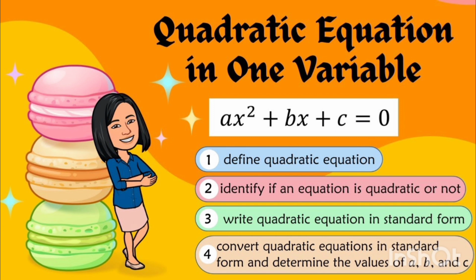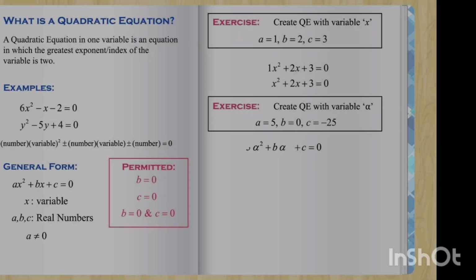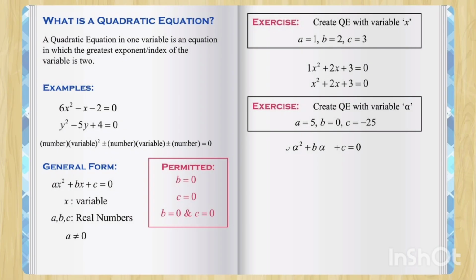So the standard form of quadratic equation is ax square plus bx plus c equals to 0. Here a, b, c are all real numbers. X is a variable here, and a must not be equal to 0, because if we put a equals to 0 here, then the x square term will be 0, which implies that bx plus c equals to 0, which is a linear equation. So it will not be a quadratic equation then.